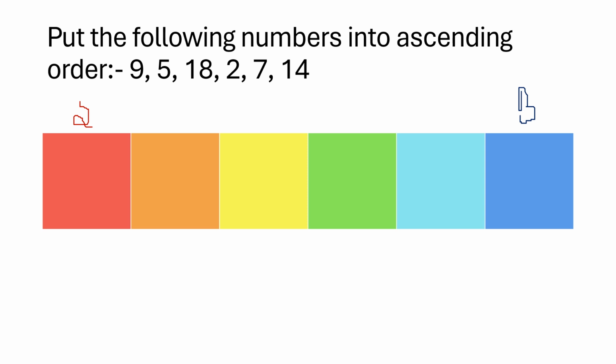Over here, what is our smallest number? It is the number 2. So we will put 2. Then what is the next number which is bigger than 2? It is the number 5. So next we will put 5. And then what is bigger than 5 over here? 7. So we will put the number 7. Then what is bigger than 7? It is the number 9. So we will put here 9.